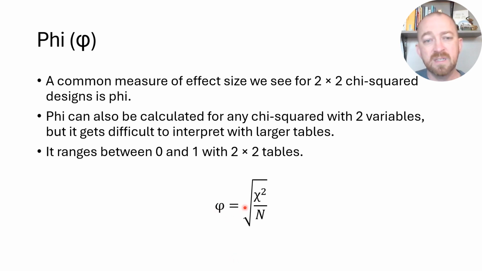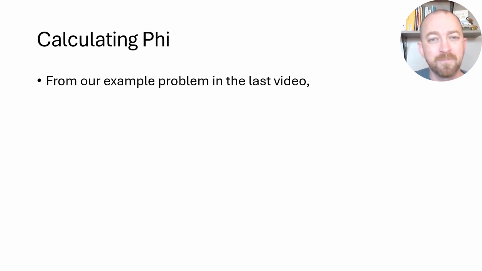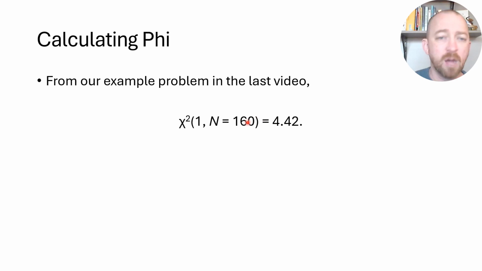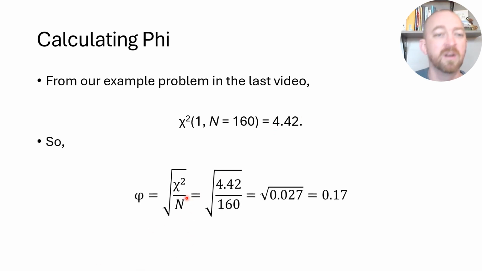So phi is equal to the square root of the chi-squared value divided by N. The chi-squared value is the one that you actually obtained, the value that you calculated with your data. You just take that same chi-squared value and plug it right in here. And N is the total number of observations that you had. Let's take a look at how to do that using our previous example. As I showed you previously, these were the results from our chi-squared analysis. All we really need here is the 160 value for the number of observations, and of course 4.42 was our chi-squared value. Therefore, this is what it looks like.